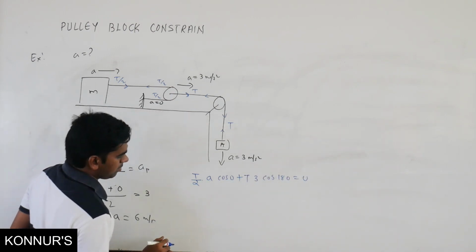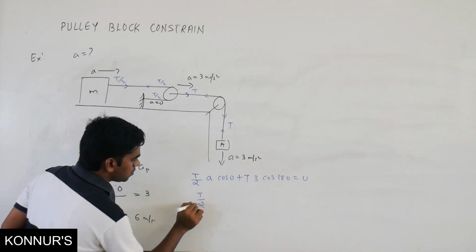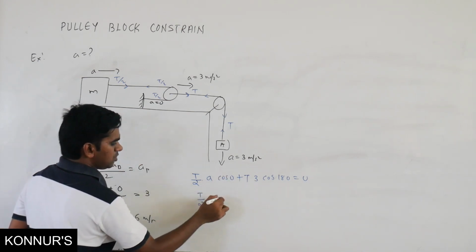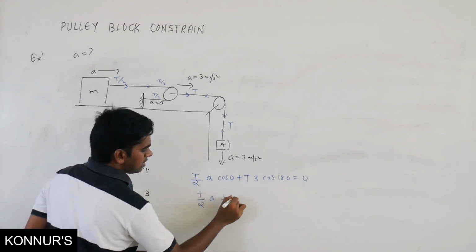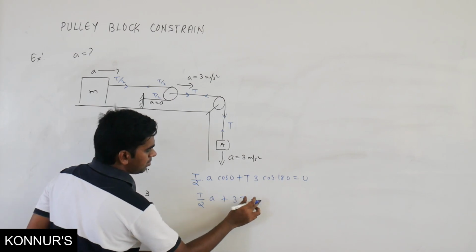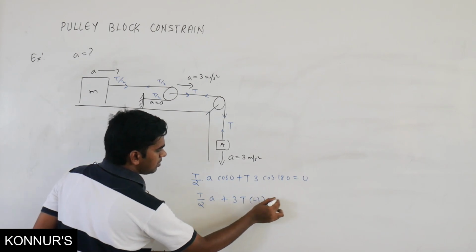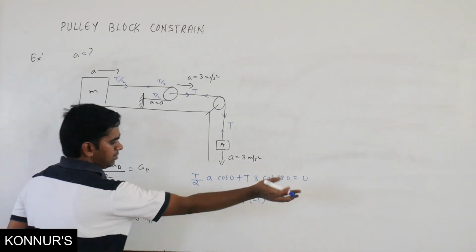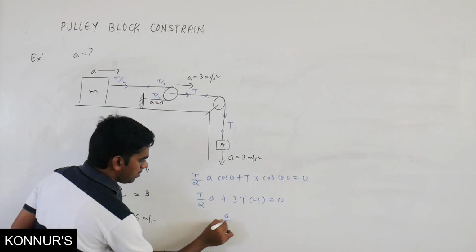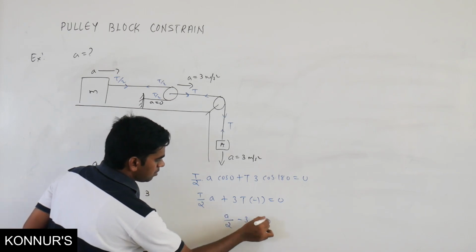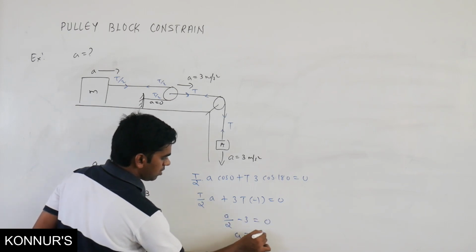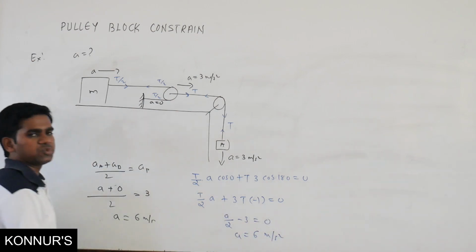So what will happen? T by 2 A cos 0 is 1, plus 3T, cos 180 is minus 1. So this will become equals to 0. T will go on that side, it will become 0. So A by 2 minus 3 equals to 0. So obviously A equals to 6 meter per second square.